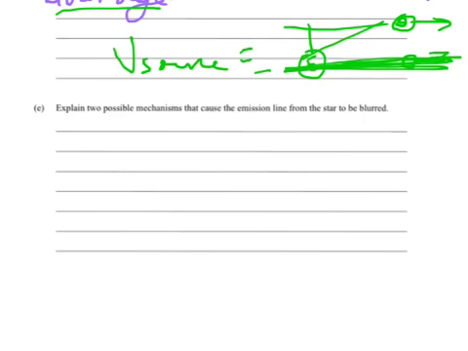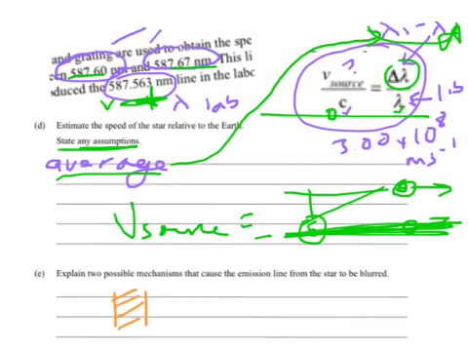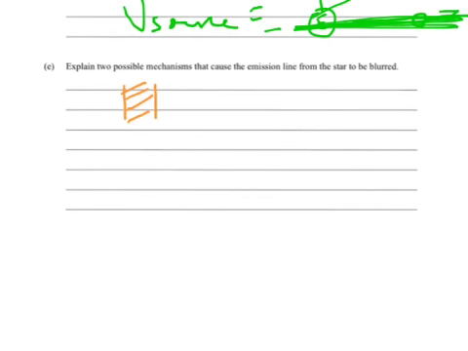Okay, let's move on to C. We need to explain two possible mechanisms that cause the emission line from the star to be blurred. So this is the same thing. We have that range of emission from wherever it is up here, 587.60 nanometers to 587.67 nanometers. So you would sort of expect to get a nice constant, same as what you get in the lab. But the lines are blurred. It's not clear. There's a range of wavelength that's detected.